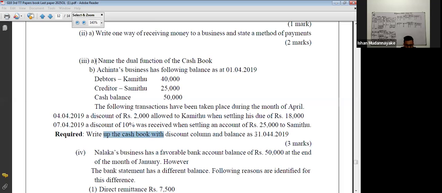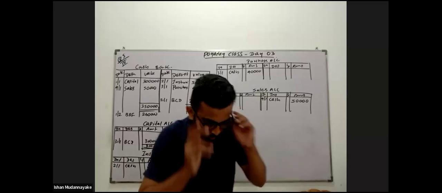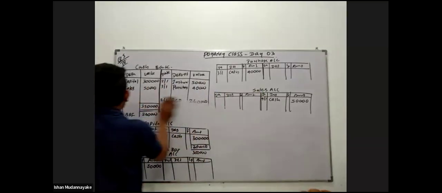Balance on 31st April 2019. It should be April, huh? You need to write the cash book. You need to draw the cash book and record this transaction. Only the cash book. No need to draw other ledger accounts. Students, only the cash book with discount column. I think you have done this question. Therefore, quickly I will draw. Record all these transactions in the cash book.